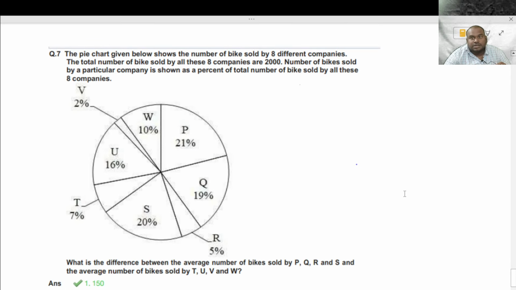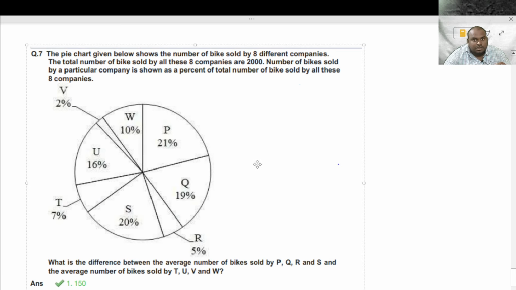The next thing, the pie chart given below shows the number of bikes sold by 8 different companies. The total number of bikes sold by all these 8 companies is 2000. The pie chart given below shows the number of bikes sold. So the same, similar question is given.